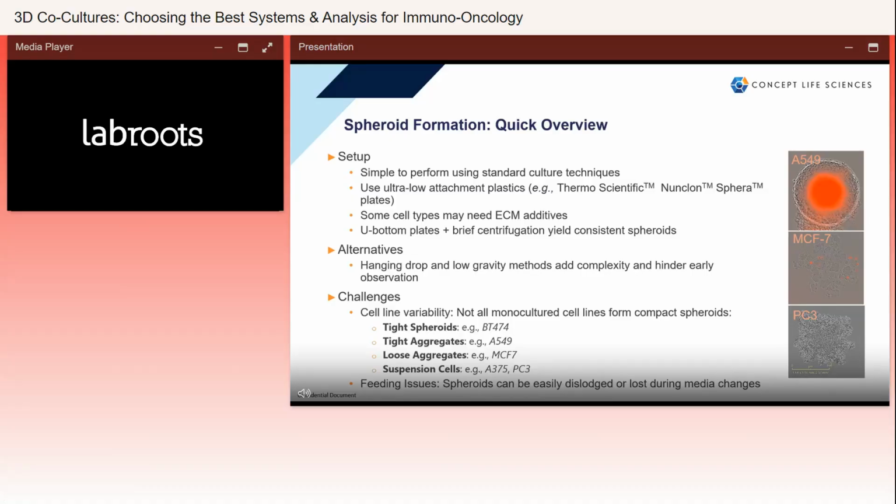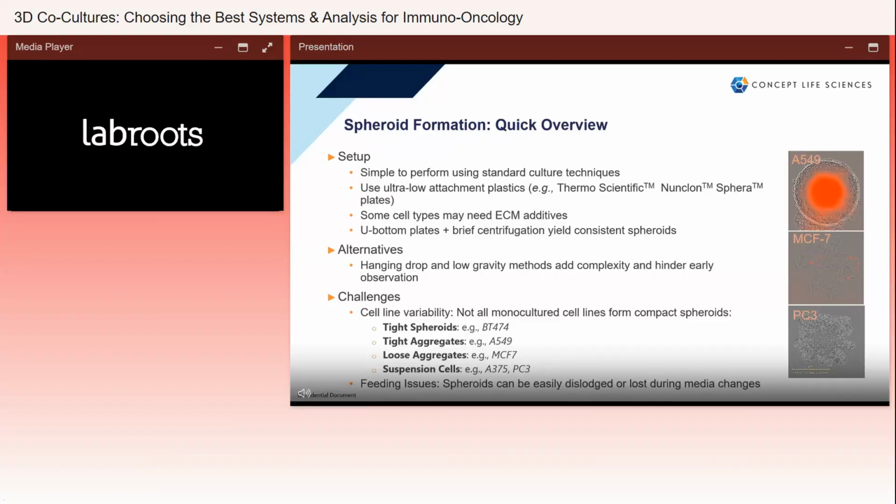We want to look at some of the earlier aspects as well, and those methods don't allow that early observation. You can incorporate ECM additives like Geltrex, Matrigel, or collagen into your media to help form spheroids, but obviously you're adding a single component, and is that the right one? Who knows? And then the other challenge you have is what the cells want to do themselves. So some cells want to form spheroids in this way, others don't.